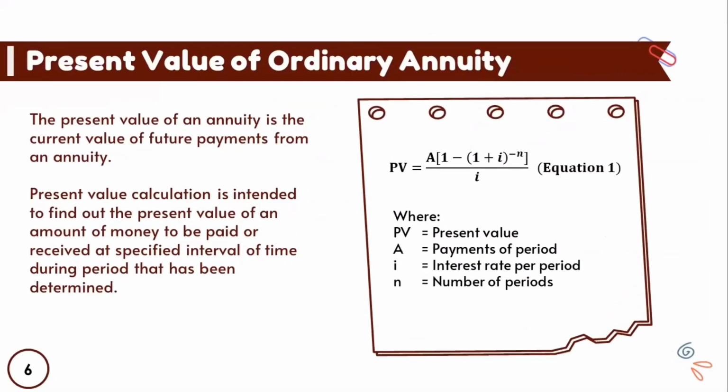Next is present value of ordinary annuity. The present value of an annuity is the current value of future payments from an annuity. So this is the formula for present value of ordinary annuity, where PV is present value, A is payments of period, I is interest rate per period, N is number of periods.